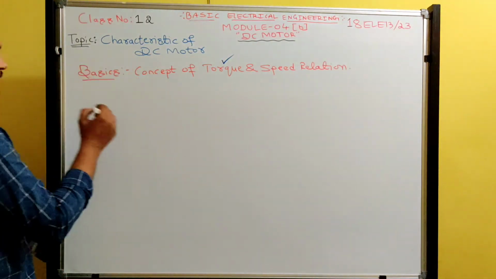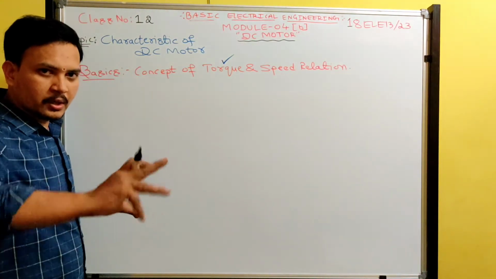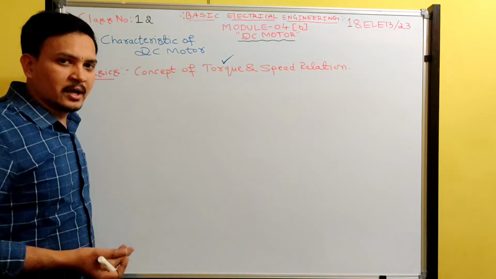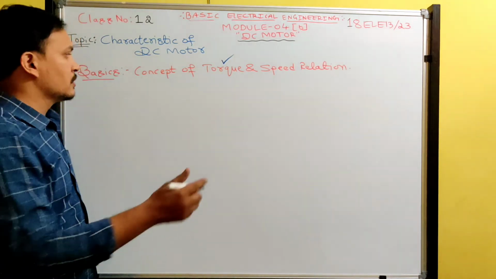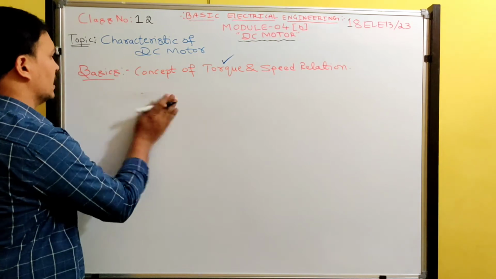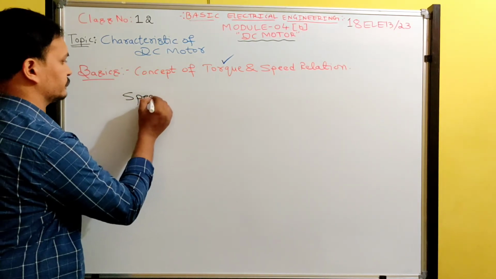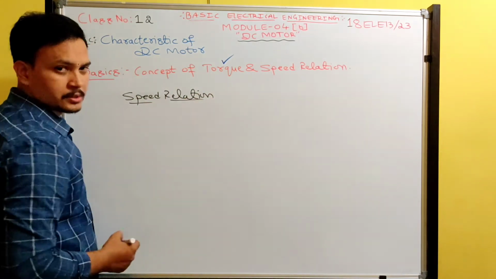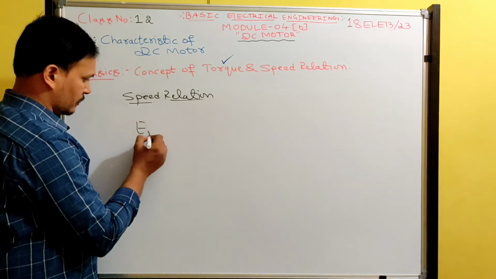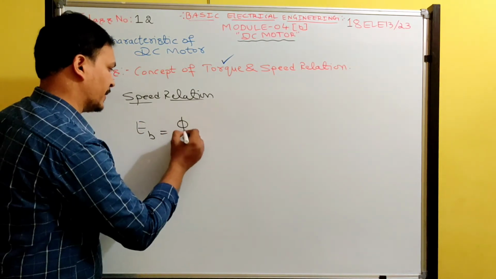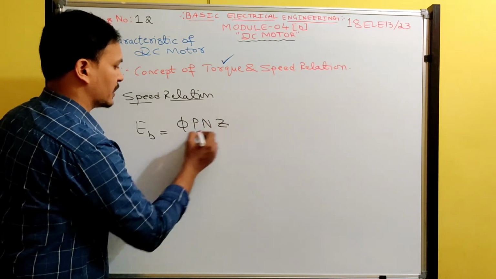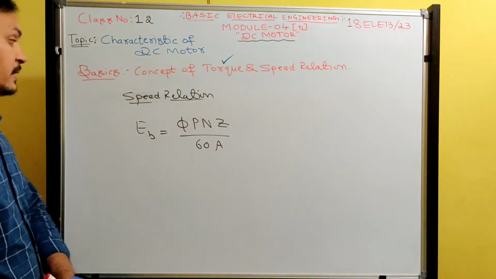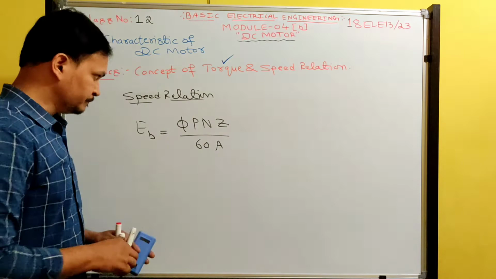Next, in the speed relation, we know that the armature is going to rotate. Whenever the armature conductors rotate, they cut the main flux. What will be generated in the motor? Back EMF. Now I am discussing the speed relation. The motor will develop back EMF, and this happens due to generating action. Therefore, I am writing the EMF equation of a generator: E_b is equal to phi P N Z by 60A.